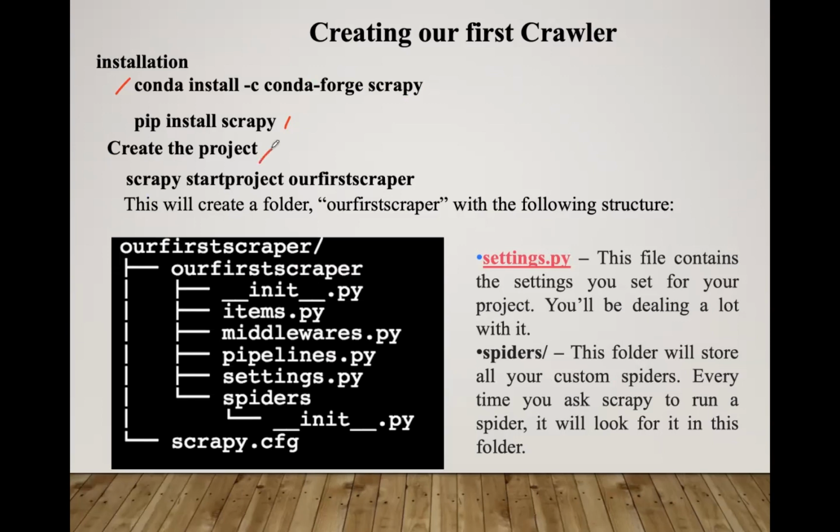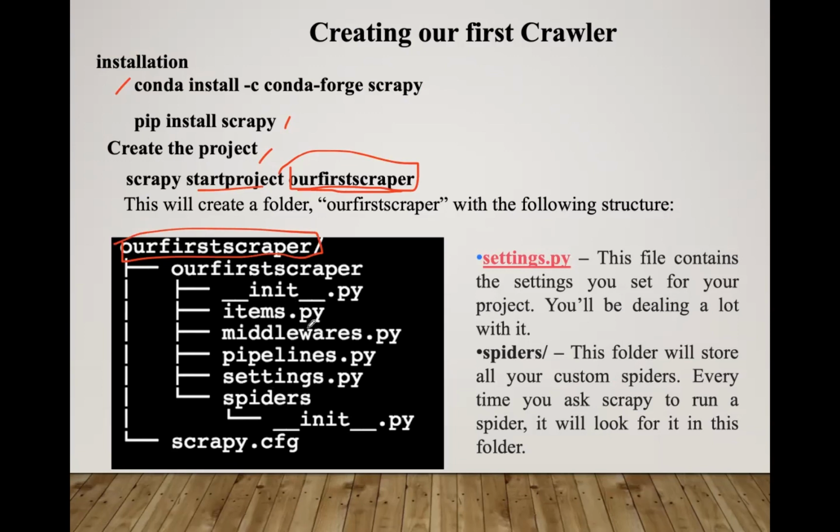Let us create the project, or let us build a spider to extract the data. Here we are using this command. First we are creating a Scrapy project, so use this command: scrapy startproject, and the name, that is our first scraper. So here we are creating a folder, and the folder name is our first scraper. This creates a Scrapy project with the following structure. So here you can see this is a folder.